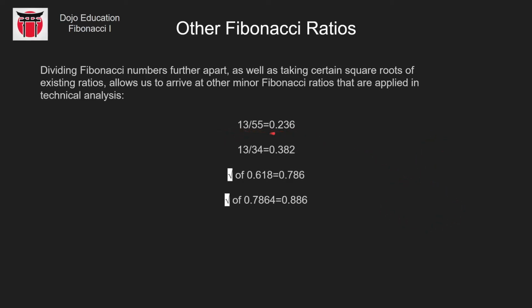Divide 13 by 55, you get 0.236. Here we have the 0.382. The 0.786 is often important too. That's the square root of 0.618. And then the square root of the 0.786 gives us 0.886.